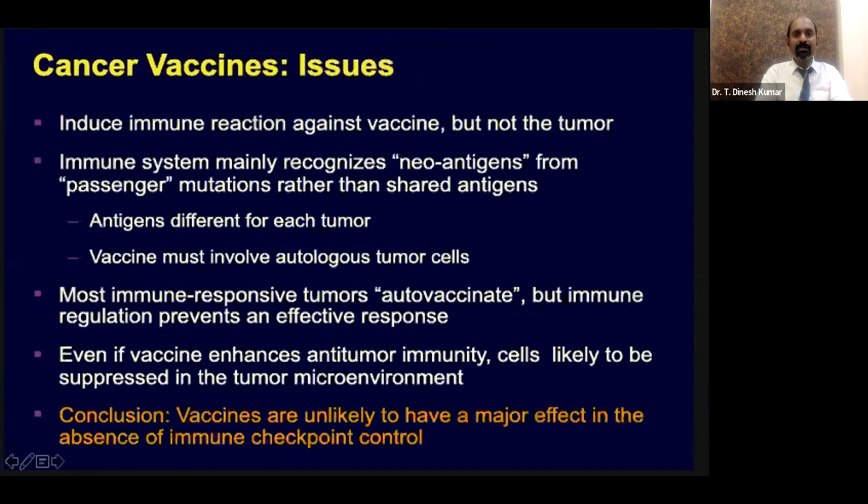What are the actual problems in these cancer vaccines? The immune system induces an immune reaction against the vaccine, but not the tumor. So that is one important drawback of these cancer vaccines. The immune system mainly recognizes new antigens from passenger mutations rather than the shared antigens. And even if the vaccine enhances anti-tumor immunity, the cell is likely to be suppressed in the microenvironment. So what it means is the vaccines are unlikely to have a major effect in the absence of immune checkpoint control. I will talk about this immune checkpoint control in the next slide.